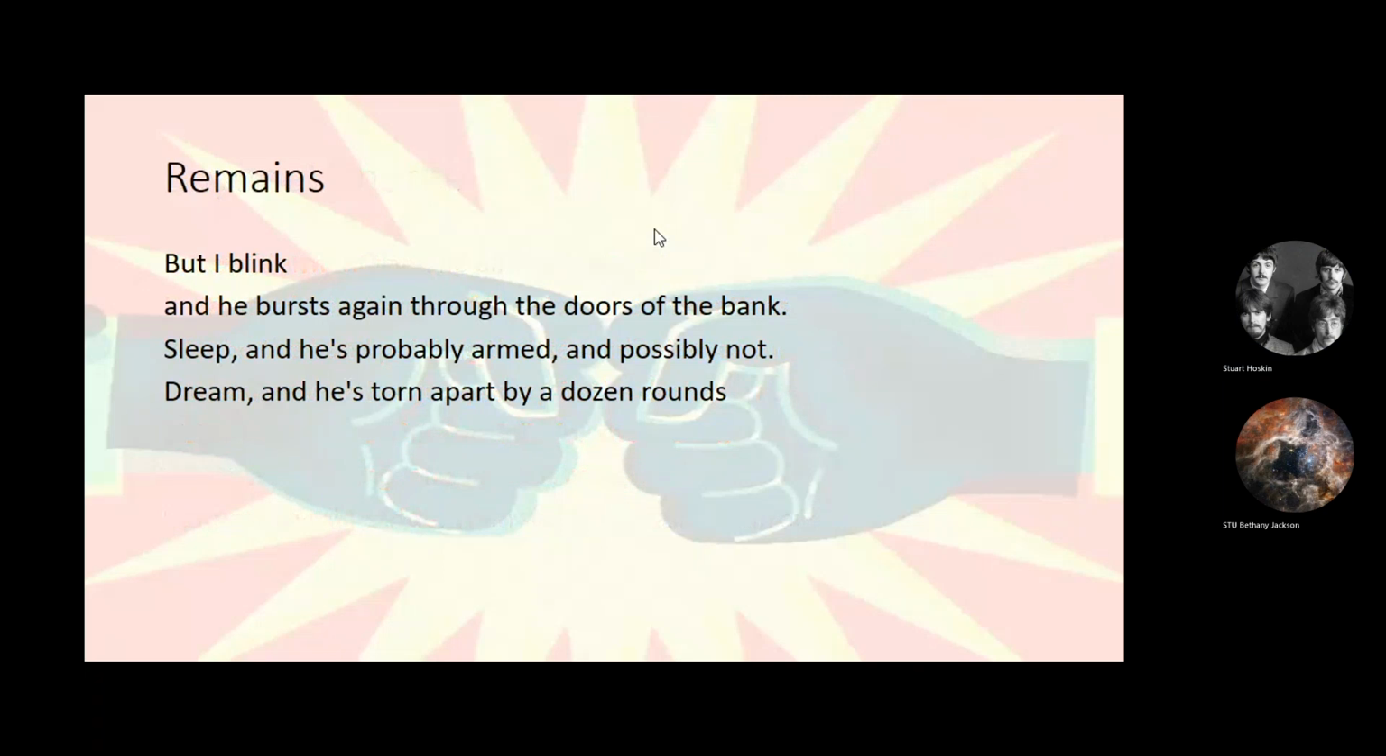Okay. Maybe slightly less challenging. Remains. Everyone loves Remains. What a happy poem. What could we say to go with Remains?